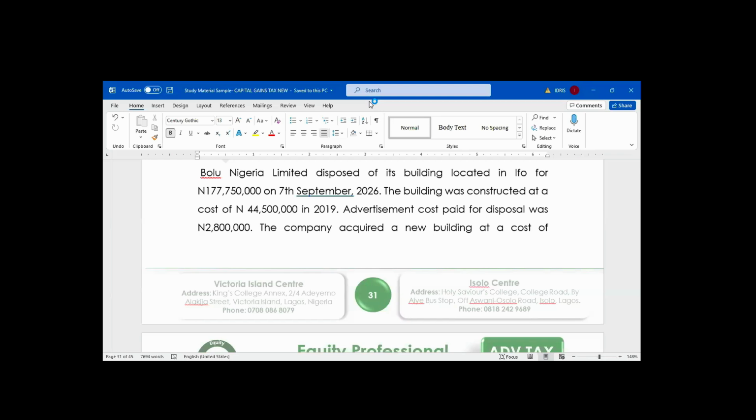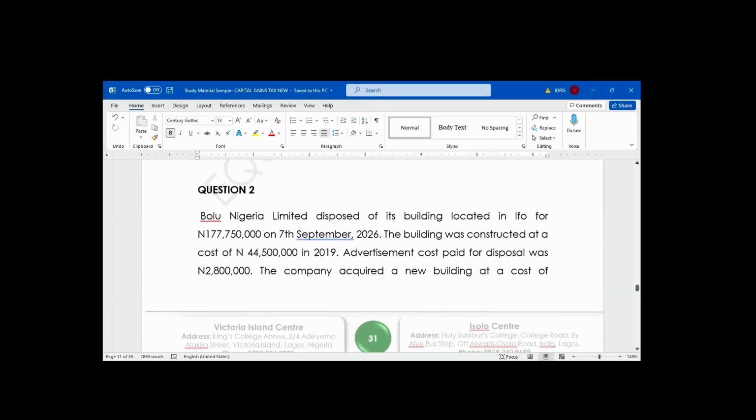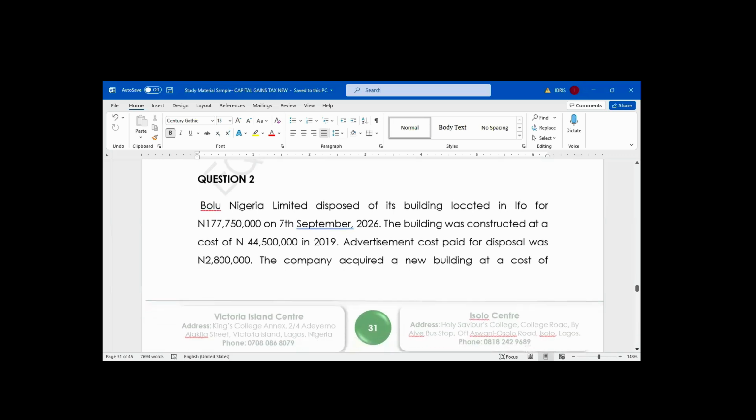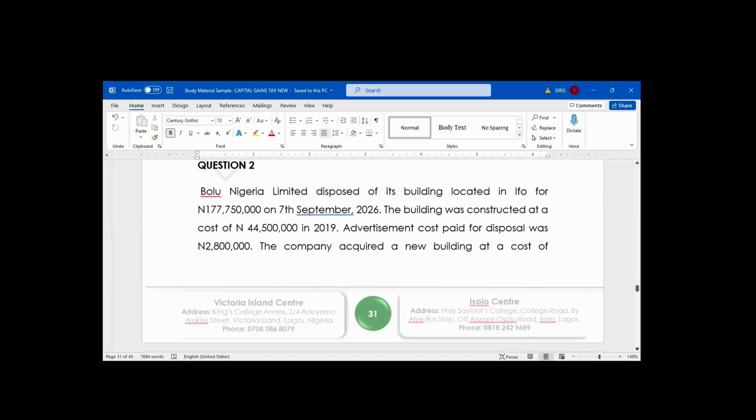Do we understand? Yes, sir. So please, on Sunday, from 9 o'clock to 10, we have a lecture to solve the remaining capital gain tax questions. Because tonight I will only solve 1 question. I still have like 2 more questions on rollover relief to solve. So this question 2, let's solve question 2.